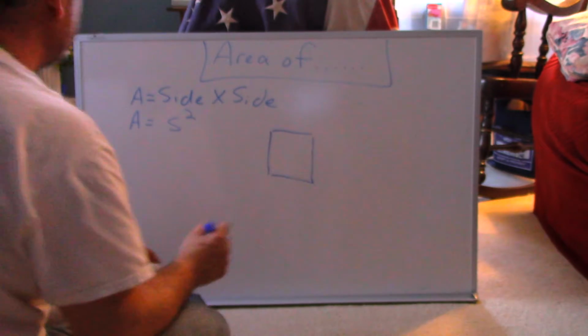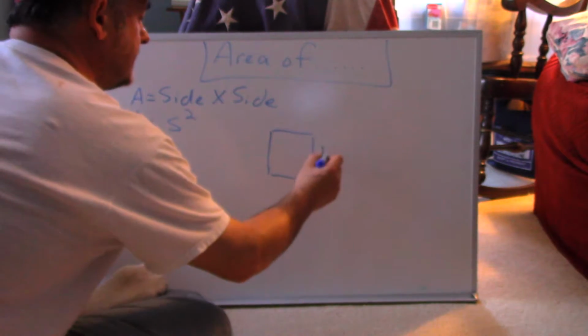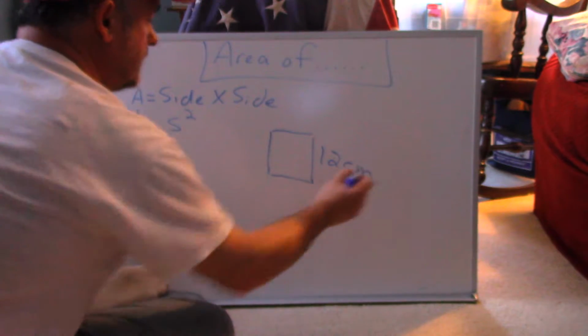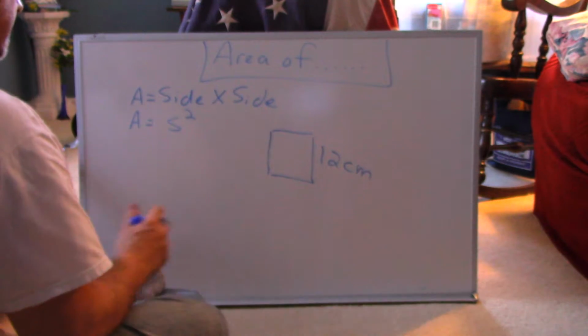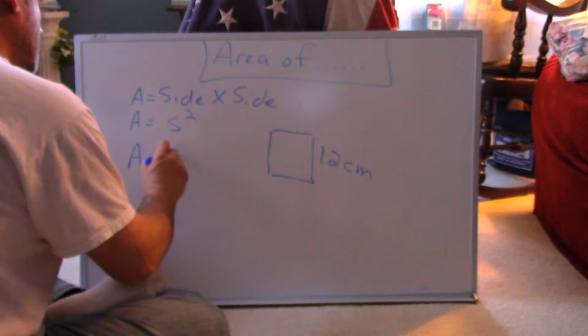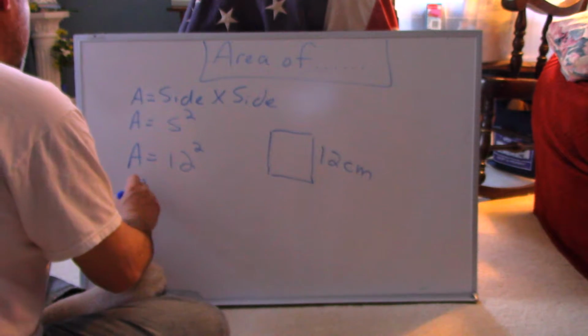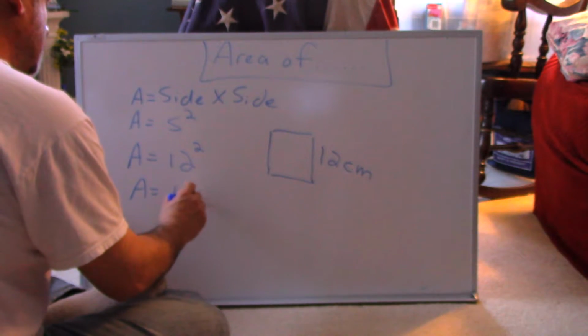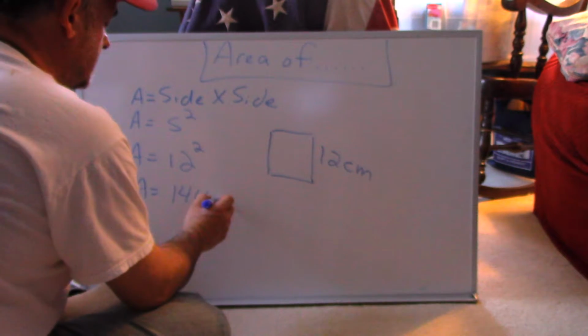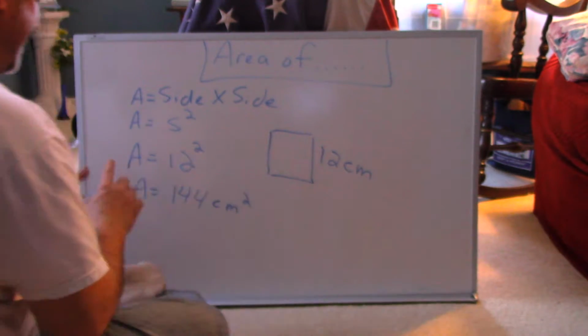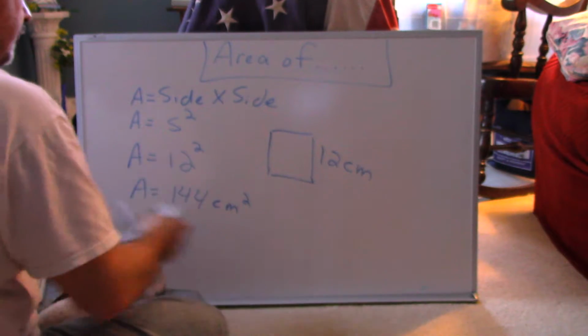So here's another one. Let's just say we had 12 centimeters. So one side of that square is 12 centimeters. So you would do area equals 12 squared. That's what it is. Area equals 144 centimeters squared. That's what it would be. It's that simple. All right, I'll do one more.